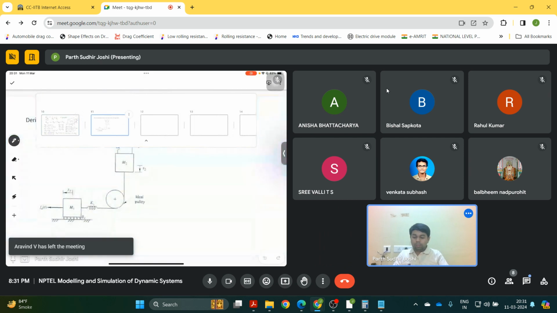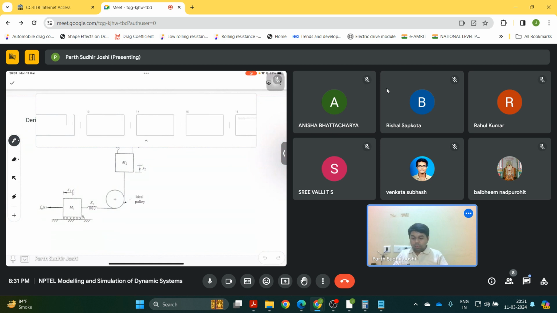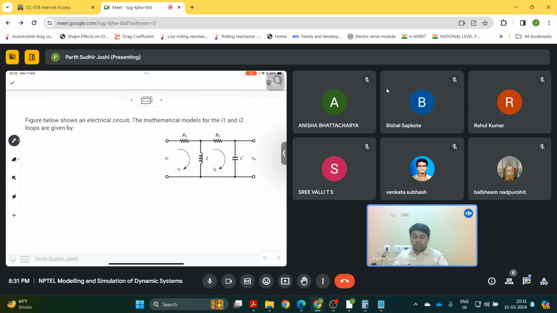So let's move on to our next problem. Since we have covered a mechanical system problem, and we have not covered electrical systems, let us look at a problem which deals with an electrical system. So here we have been given an RLC kind of circuit where we have inductors and capacitors, and the currents I1 and I2 flow in these loops. Then we have to derive the governing differential equations for this circuit. So how do we solve this kind of problem?